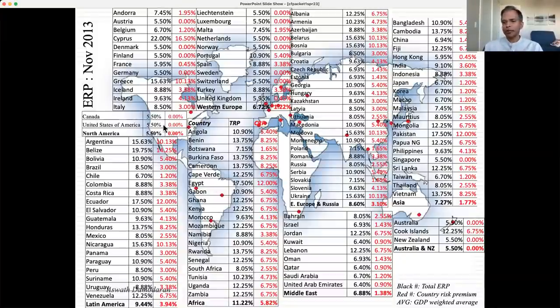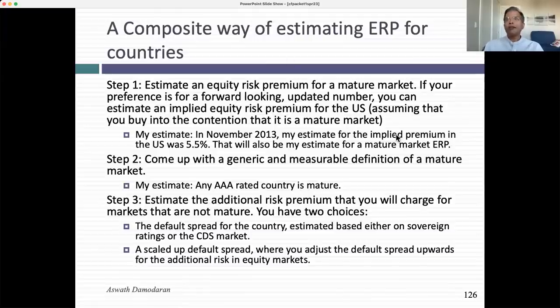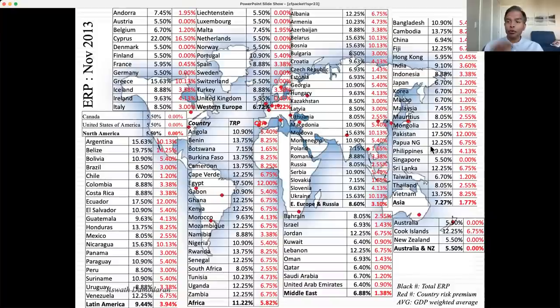US and Canada, 5.5%. You saw the 5.5%, right? That came from the implied premium. You're saying, why is Canada getting the 5.5% too? Not because I'm making some geographical conquest of Canada and saying it's part of the US. Why is Canada getting a 5.5% premium? I started with the US premium, then what do I look at? I look at the country's rating. If it's rated AAA, there is zero default spread. If it's rated AAA, I'm going to attach the US premium to it. That's why you see 5.5% for Canada, 5.5% for Sweden, 5.5% for Switzerland, 5.5% for Germany. I'm sorry, 5.5% for Australia and 5.5% for Singapore. Every AAA rated country gets 5.5%.